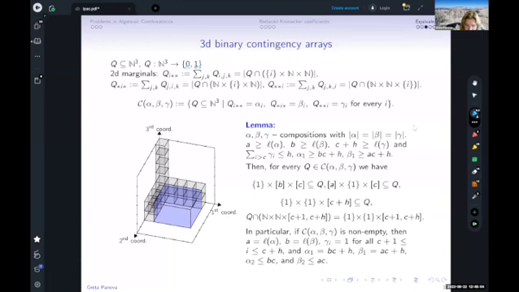And we are going to restrict them to have so-called two-dimensional marginals. So we fix the value of one of the coordinates, and the other ones we sum over all possible other ones. So we have the three marginals that we get. So we sum up how many points, let's say, we have in here, and so on and so forth. And contingency array means that the marginals are restricted.